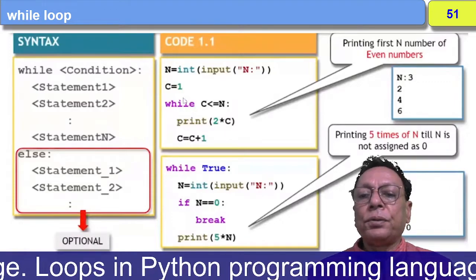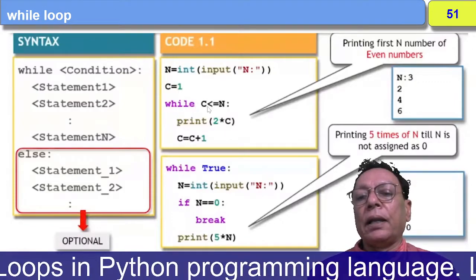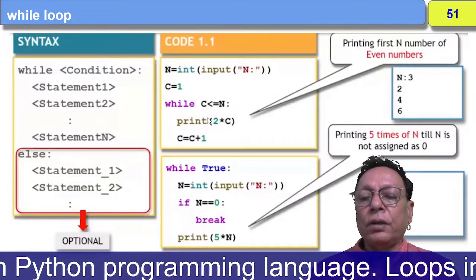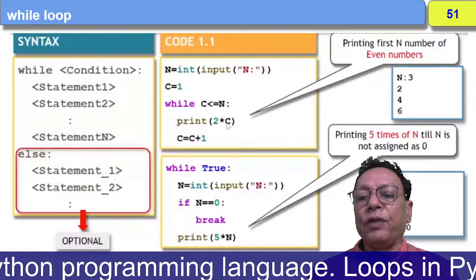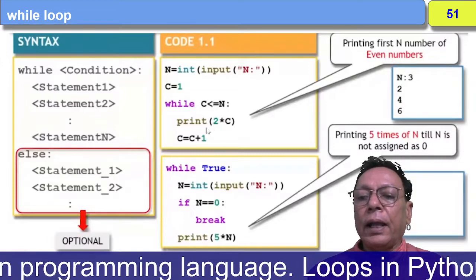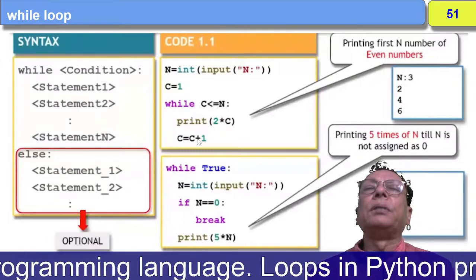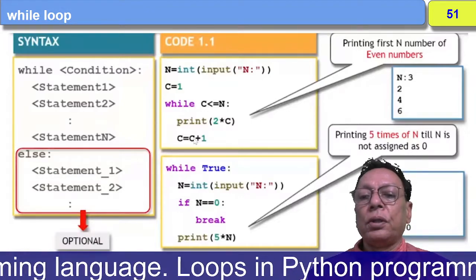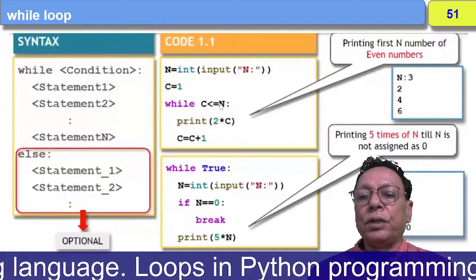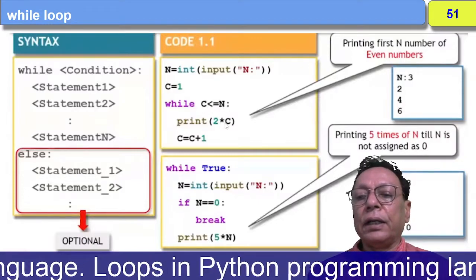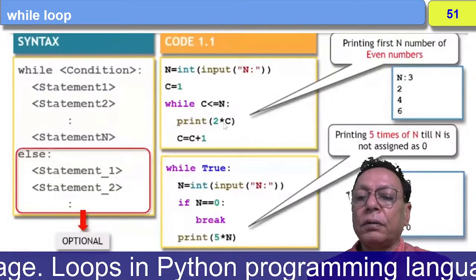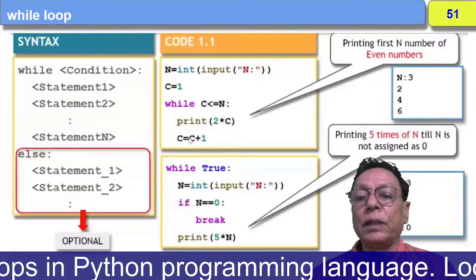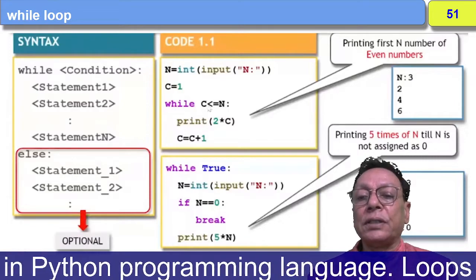Okay, so c is 1 and c is less than n, which is 3. So 2 into 1, it will print 2, and c is equal to c plus 1, which means c is incremented by 1. So it becomes 2, and 2 is less than or equal to 3. And 2 into 2, because initially it was 1 and so 1 plus 1 is 2. So 2 is less than 3.